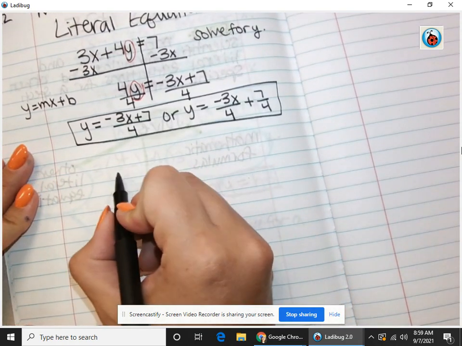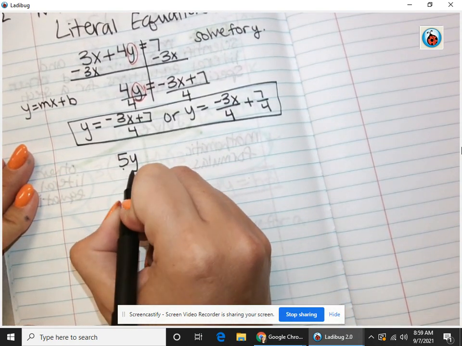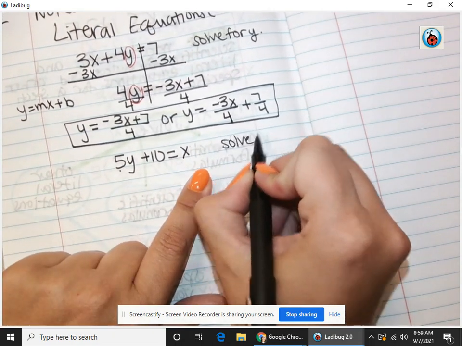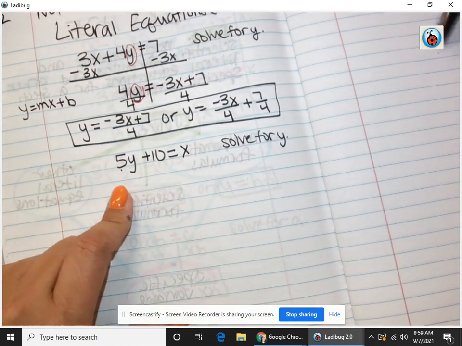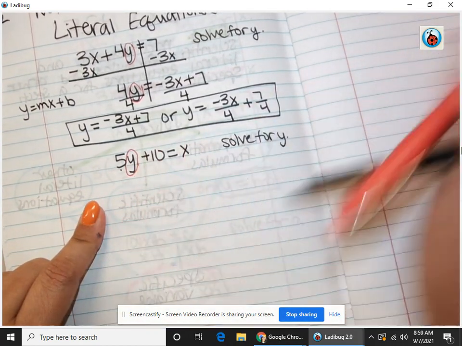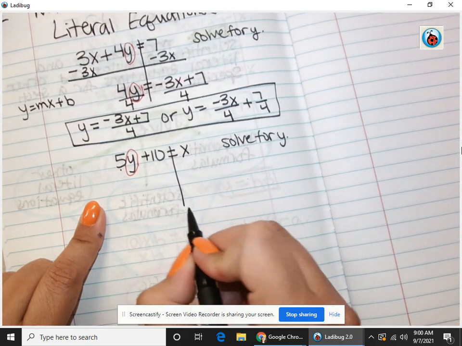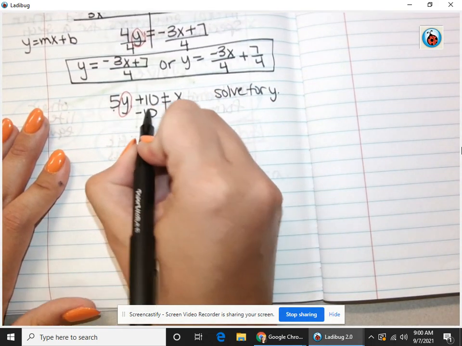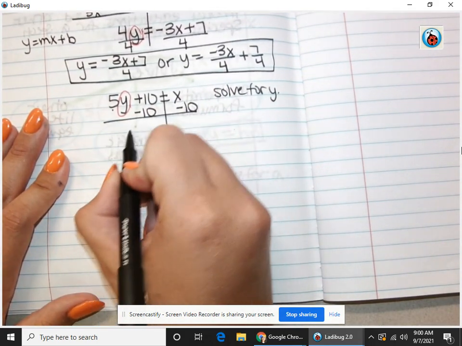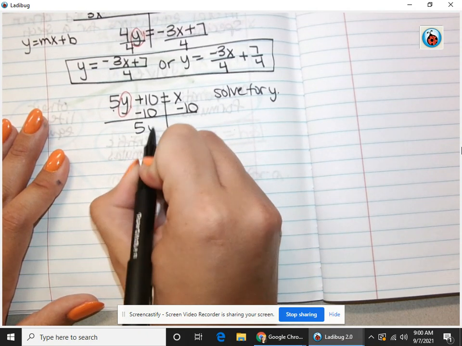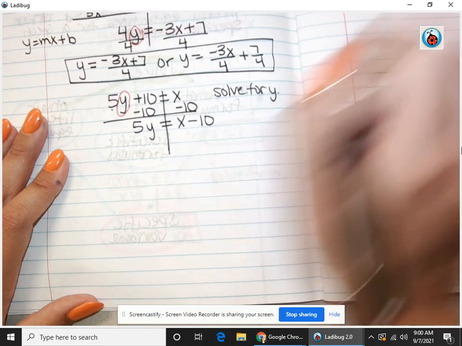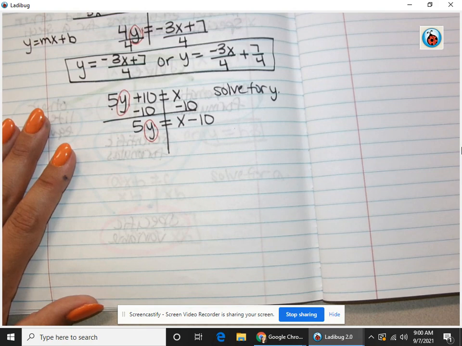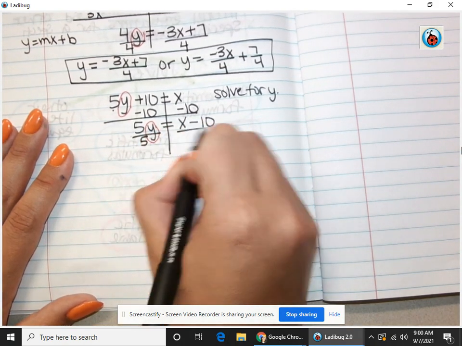So if I had 5y plus 10 equals x, solve for y. I want to get y by itself. So what should I do first? Subtract 10. Are x and 10 like terms? No. So I get 5y equals x minus 10. I still would like to get y by itself, so what do I do now? Divide by 5.